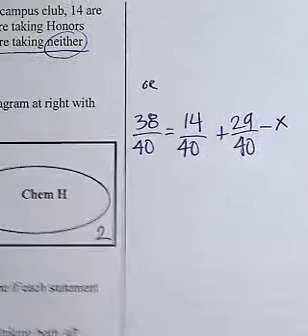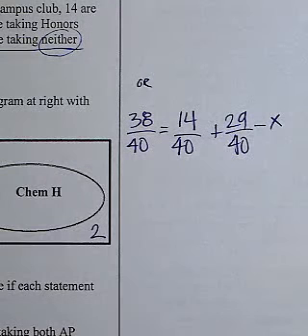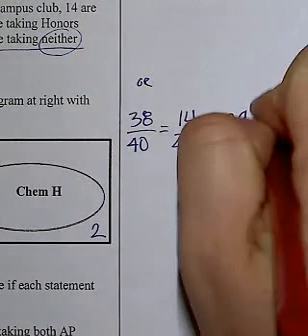Now to figure out the overlap, what I would suggest you do is we want to figure out a way to get rid of those fractions. So I'm doing 1 on the bottom and 1 on top.